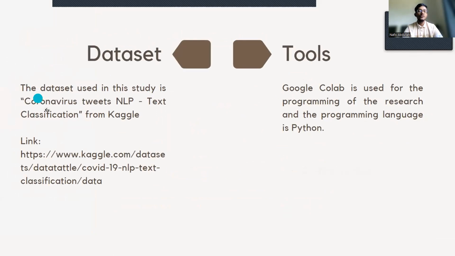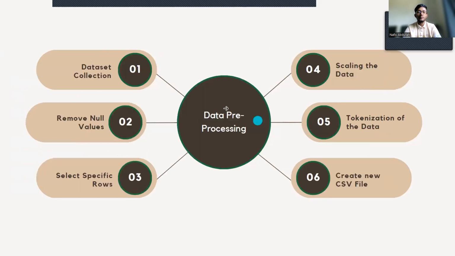Then the dataset we have used is the Coronavirus Tweets NLP Text Classification from Kaggle. This is the link of the dataset. Also, we'll do web scraping. And then tools, Google Colab is used for the programming of the research, and the programming language is Python. Then data pre-processing is data collection, remove null values, select specific rows, scaling the data, tokenization of the data, create CSV file.